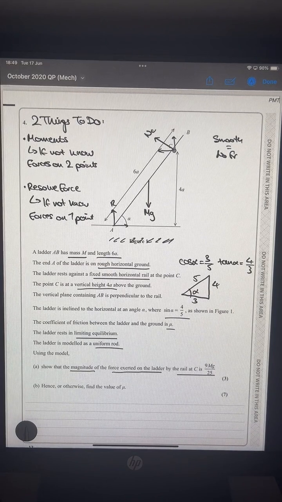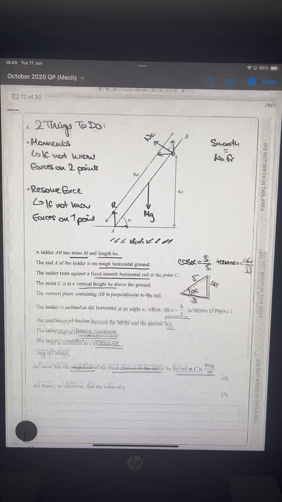And the points are like point A here, or point C here, or point B. Those are the points I'm referring to, or this point even here. Points where you've got forces acting, okay? So, guys, tell me in the chat, am I going to take moments, or am I going to resolve forces to do part A?